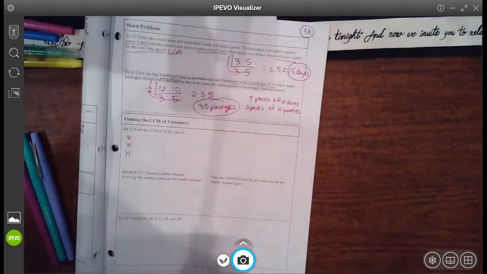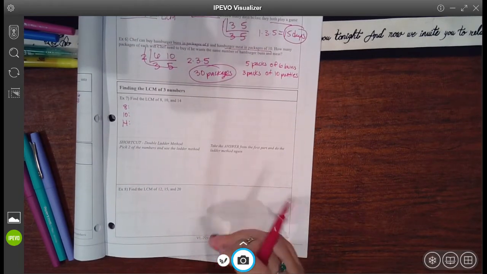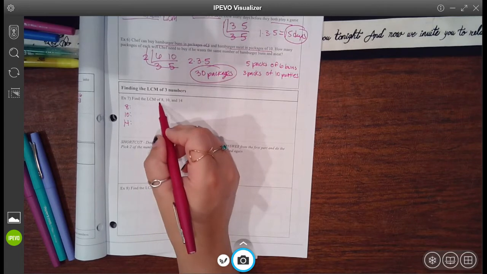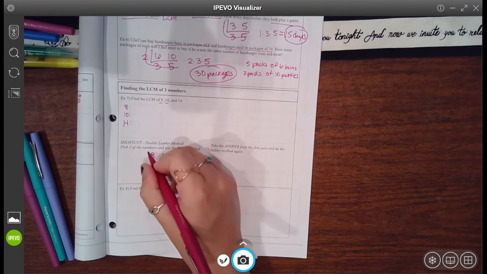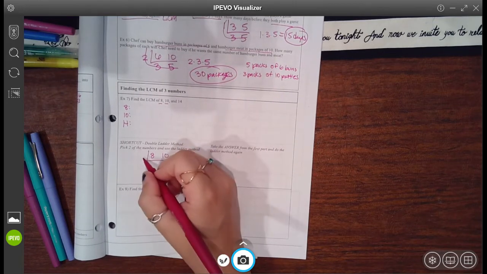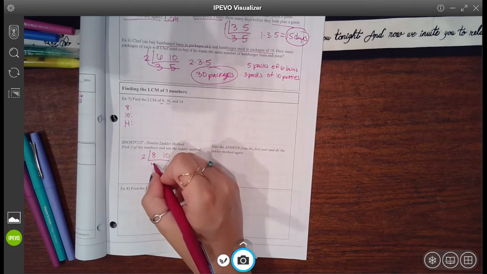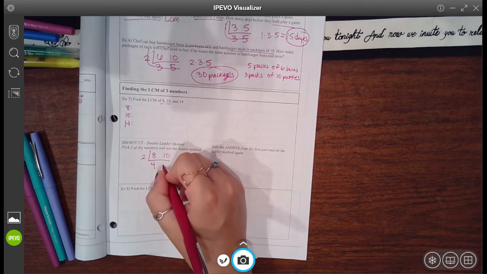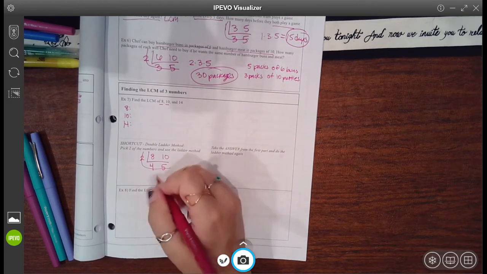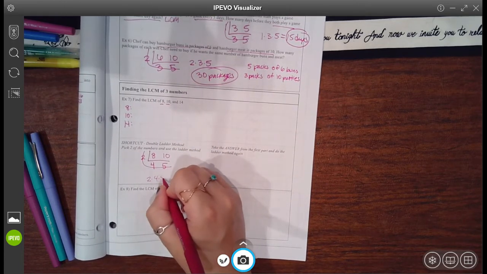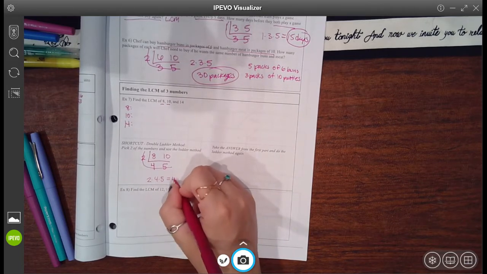So instead, we're going to do what I like to call the double ladder method. So what you do is you first pick these first 2 numbers, okay? 8 and 10. And I'm going to find the LCM of those. So 2 can go into both 8 and 10. 2 times what is 8? 4. 2 times what is 10? 5. Can I keep going? No. So now I find the LCM. That's 2 times 4 times 5. Well, 2 times 4 is 8. 8 times 5 is 40.